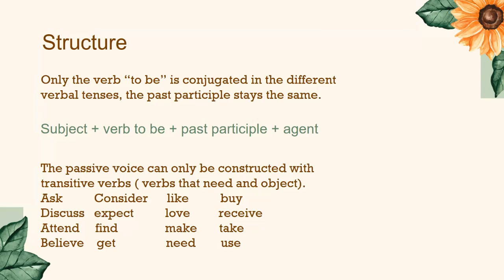The passive voice can only be constructed with transitive verbs. Transitive verbs are verbs that need an object. And here we have some examples of transitive verbs. Ask, discuss, attend, believe, consider, expect, find, get, like, love, make, need, buy, receive, take, use.